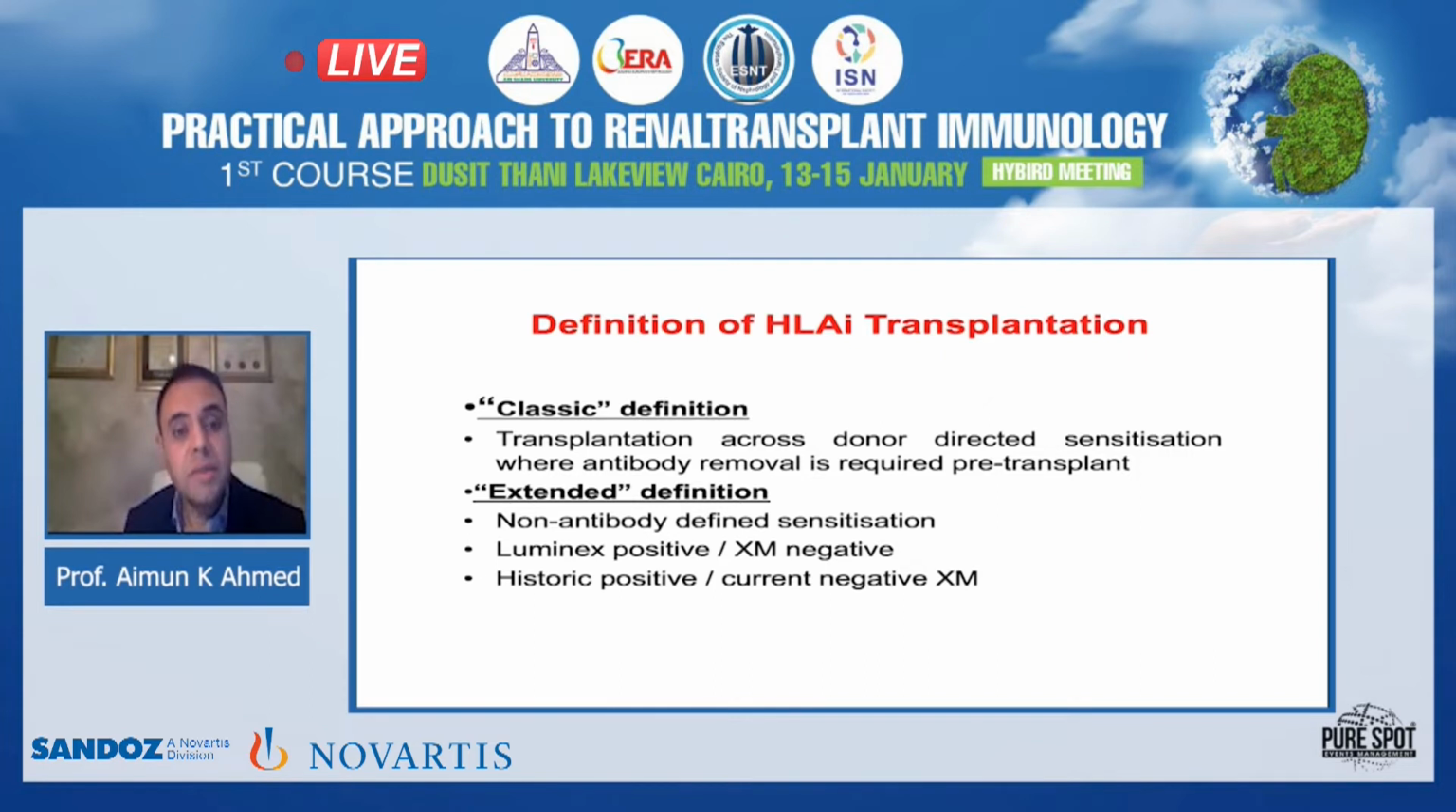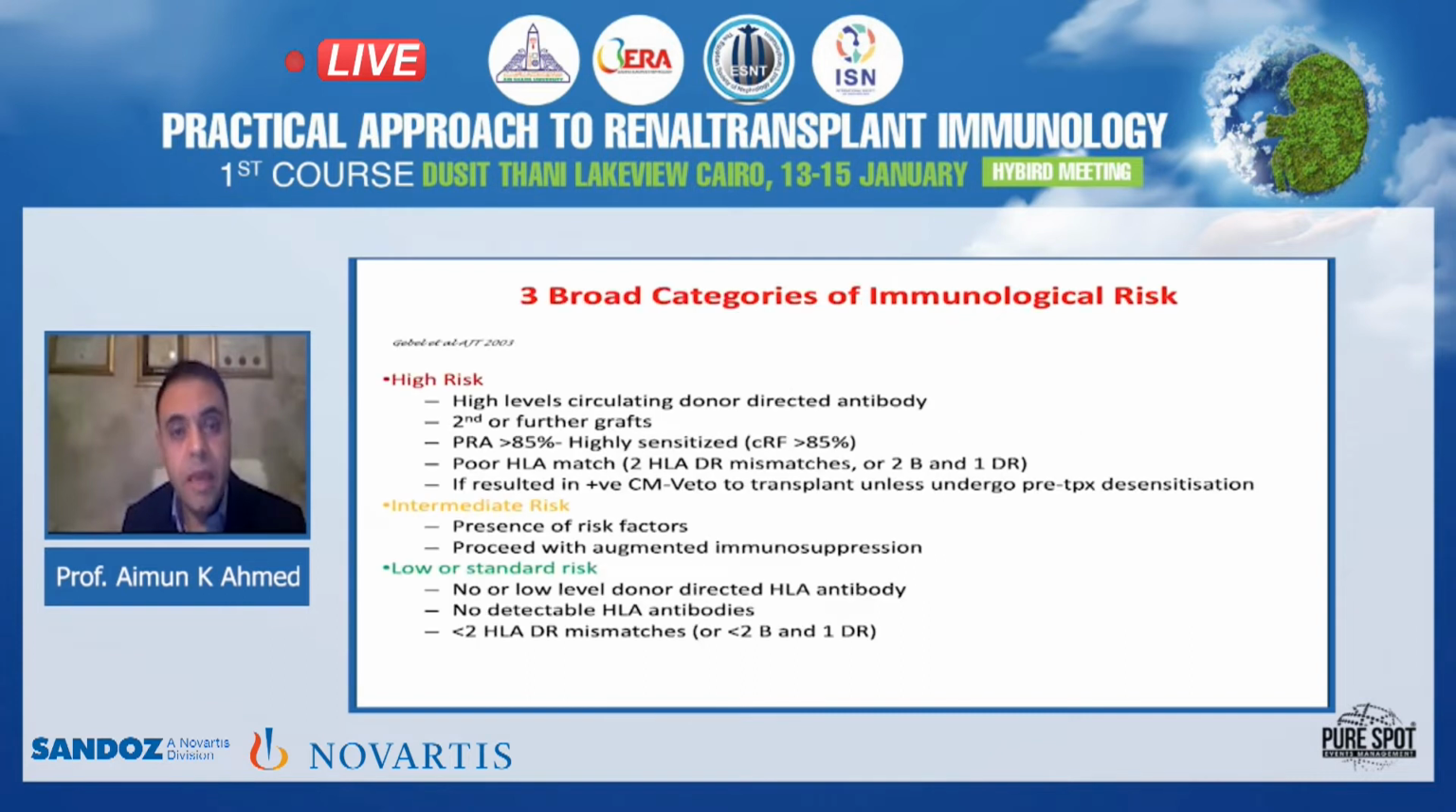But sometimes there are historical antibodies or a historical positive cross-match, whether Luminex positive currently or historical positive cross-match, and a current CDC negative cross-match. That will probably put the recipient in a high immunological risk category. So if we base it on the immunological risk, as we mentioned, there is high and low, and there is also intermediate in between.